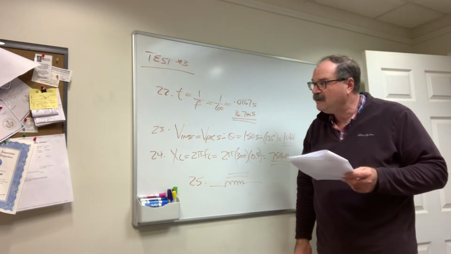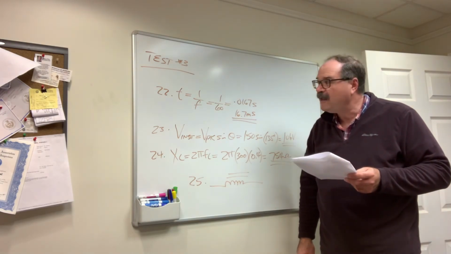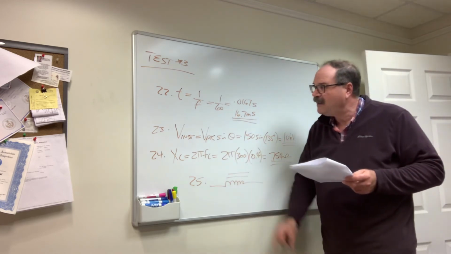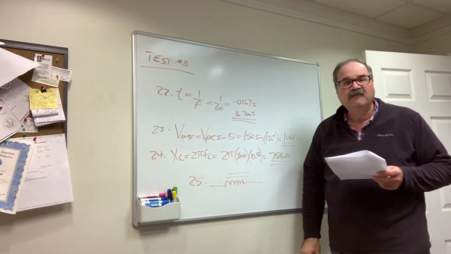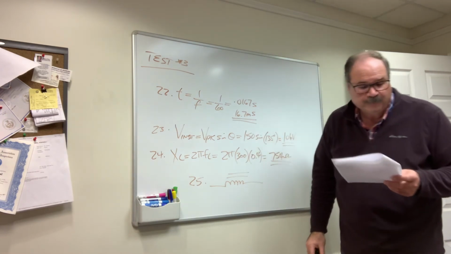So time is equal to 1 divided by frequency. Frequency is equal to 1 divided by time. So to calculate the time it takes to complete one cycle, 1 divided by 60 is 0.0167 seconds, or 16.7 milliseconds.